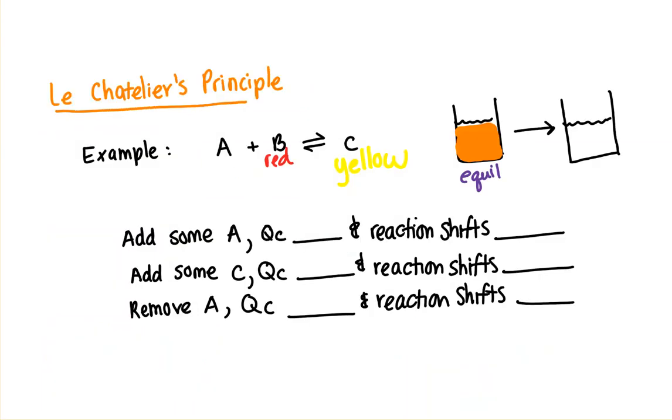Red and my product is yellow. When I mix them together, I get an orange mixture, which means that I have kind of a mix of red and yellow, maybe kind of equally. So let's make some predictions. What if I add some A?